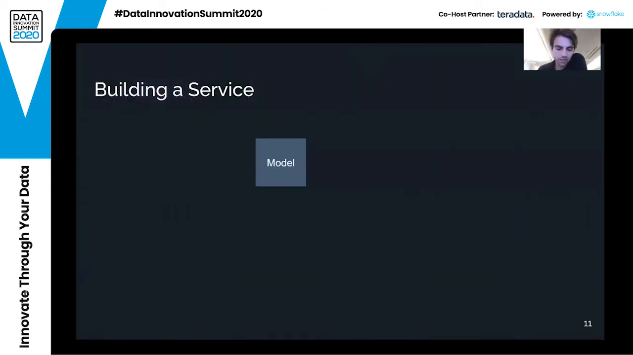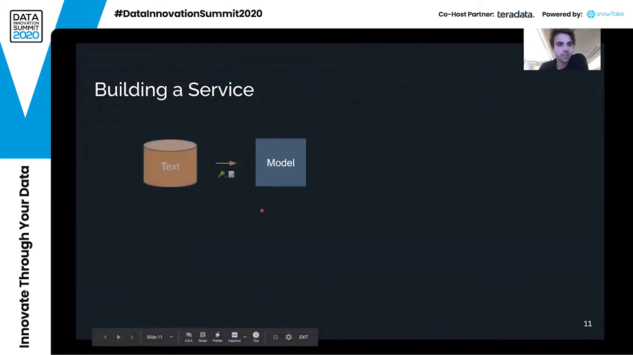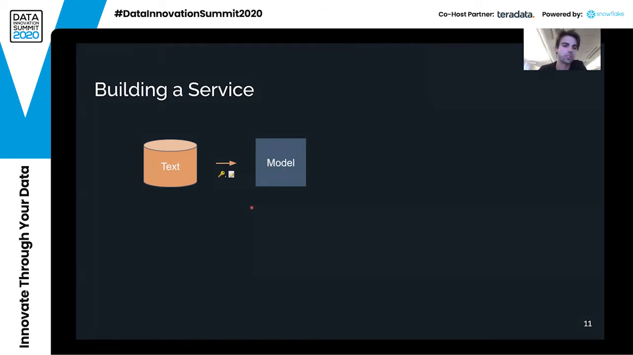We already have the model, as I talked about before. I'm assuming that we have some database with some text, because it only makes sense if we have some data that we actually want to query or find similar things on. And most companies have data in some form of text usually.